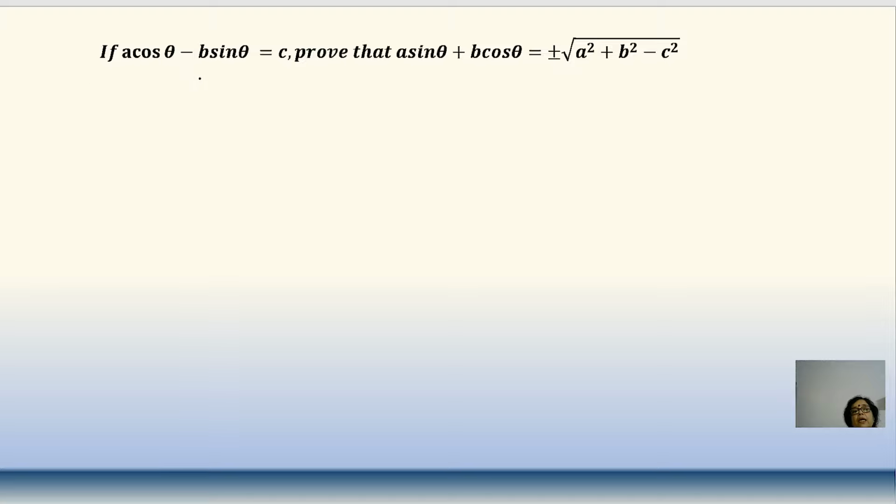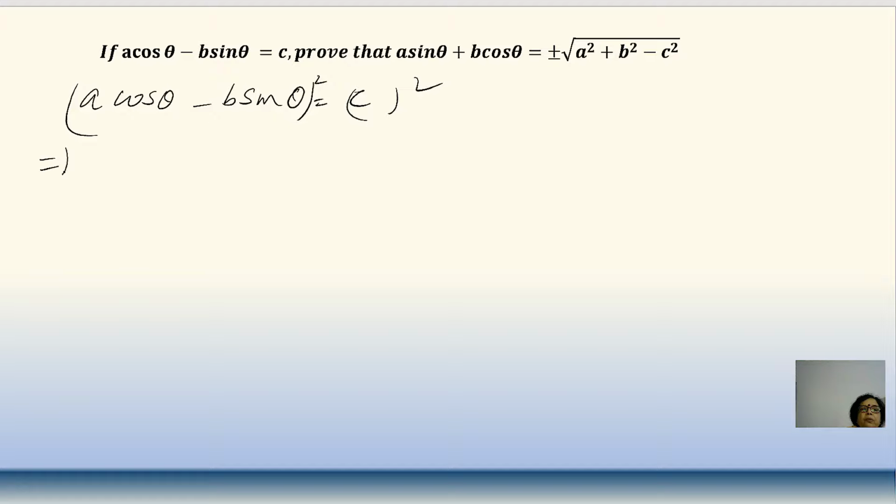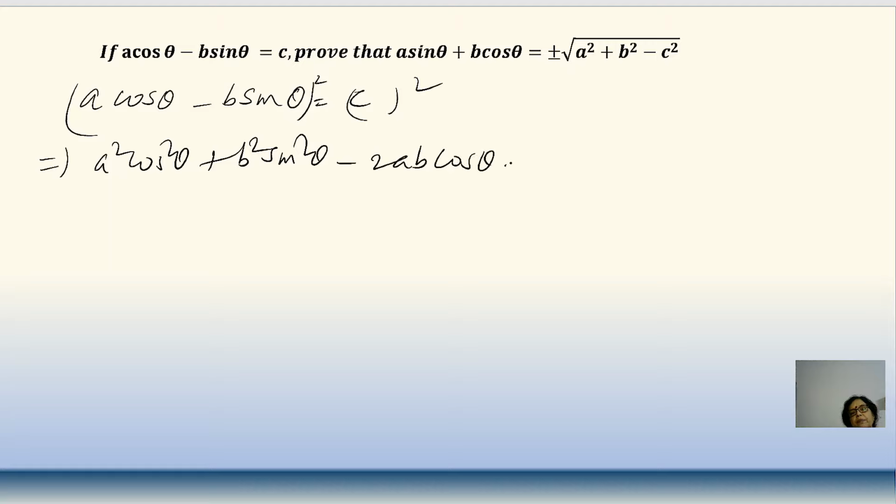Next question is, a cos theta minus b sine theta is c. Prove that a sine theta plus b cos theta is root over a square plus b square minus c square. So what we do is we take this given equation and square both the sides. So this becomes equal to a square cos square theta plus b square sine square theta minus 2ab cos theta sine theta. And the right hand side is c square.